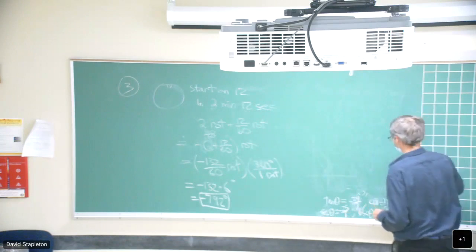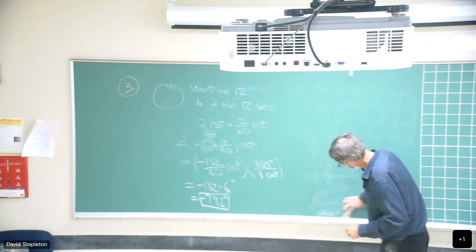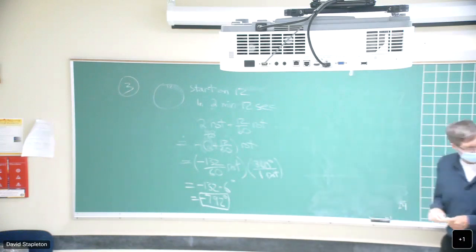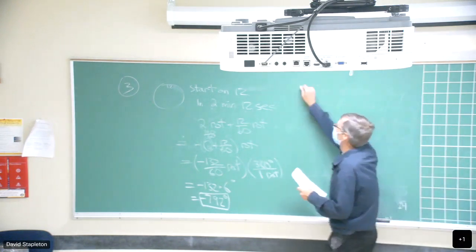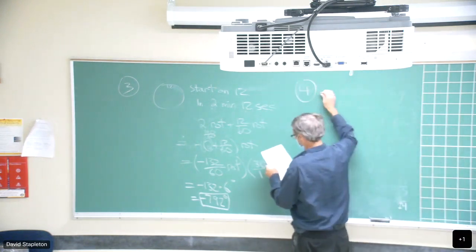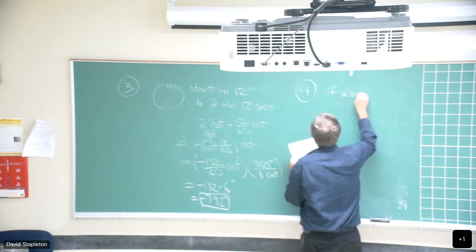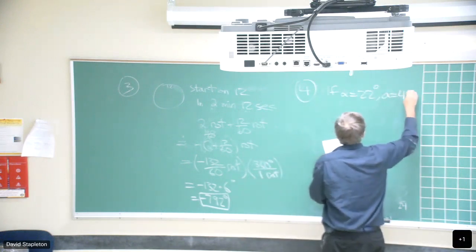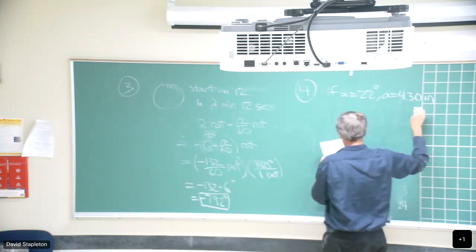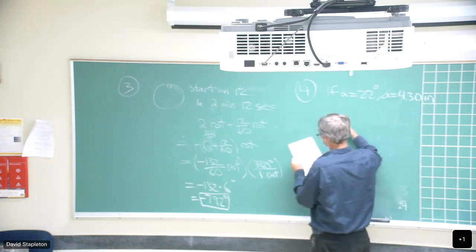One thing I absolutely want to ask you to do is solve a right triangle. If I give you 2 sides, or if I give you an angle and a side, I want you to be able to solve it. Can you do those all right? That's number 4. If alpha equals 22 degrees and A equals 4.30 inches, solve the triangle and round to 1 decimal place.